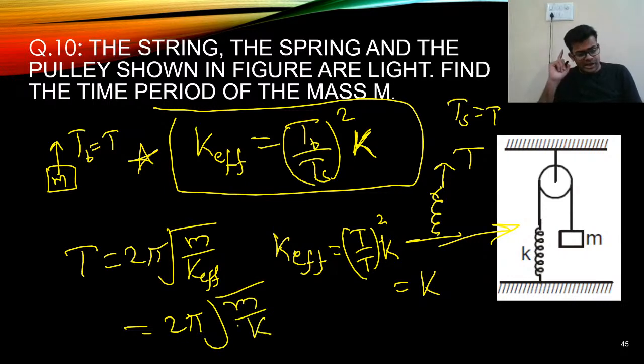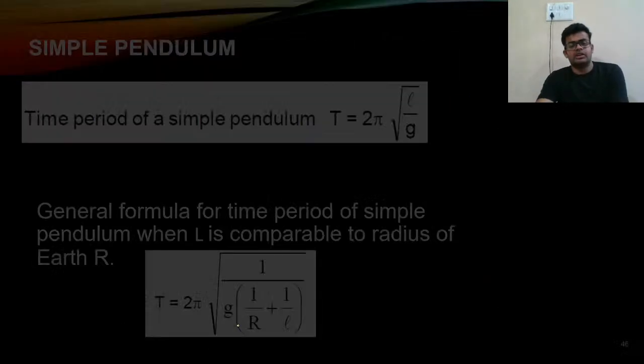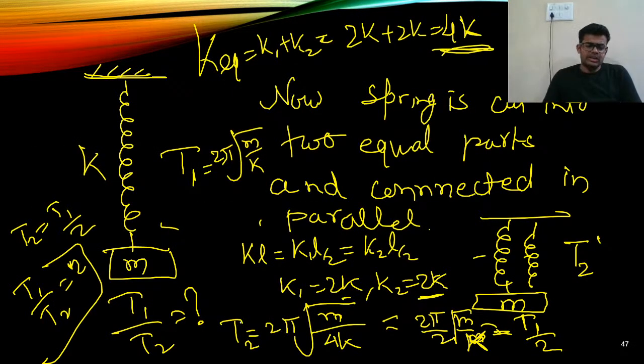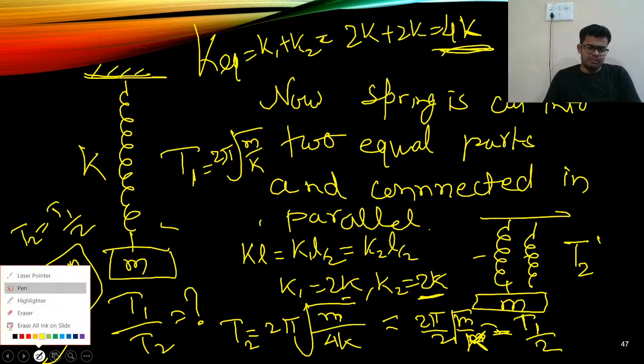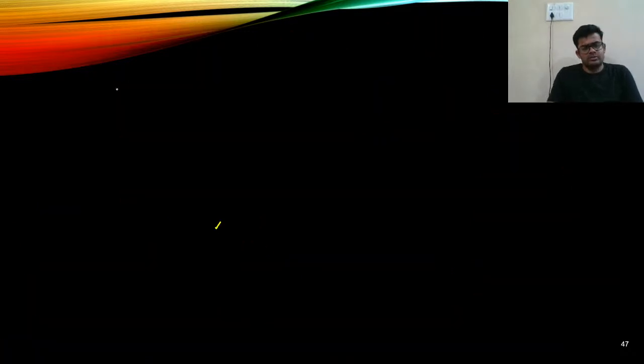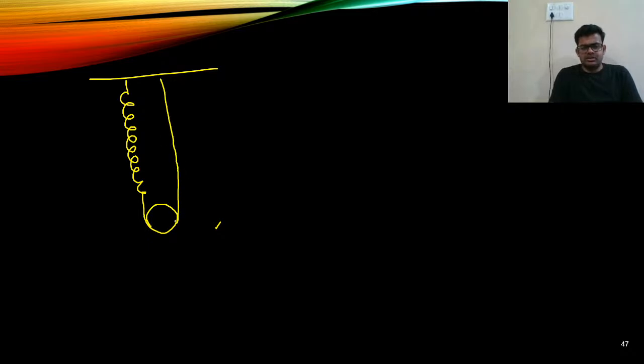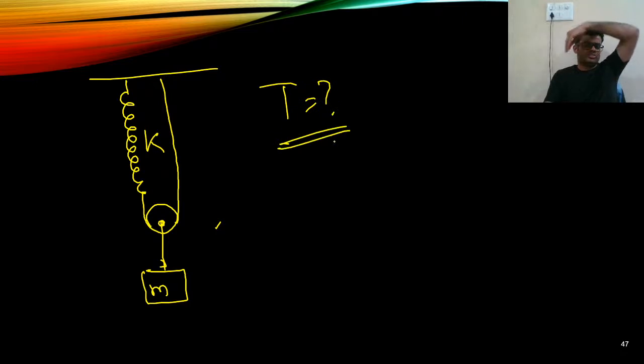Right. One more question I will give you. Now this trick will help you. Listen, another question I am going to explain to you, very very important. I have one spring like this. It is attached with a pulley. Here is a string and here is a block. The spring constant is K. You need to find the time period of oscillation for this system.